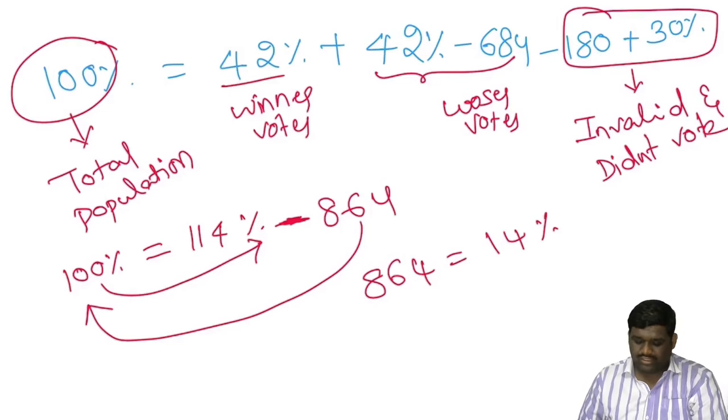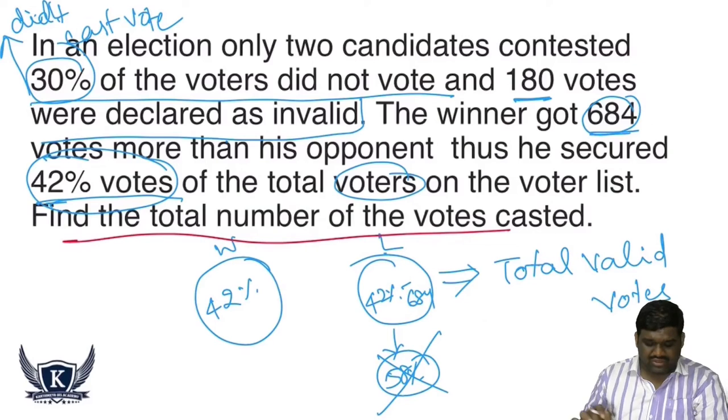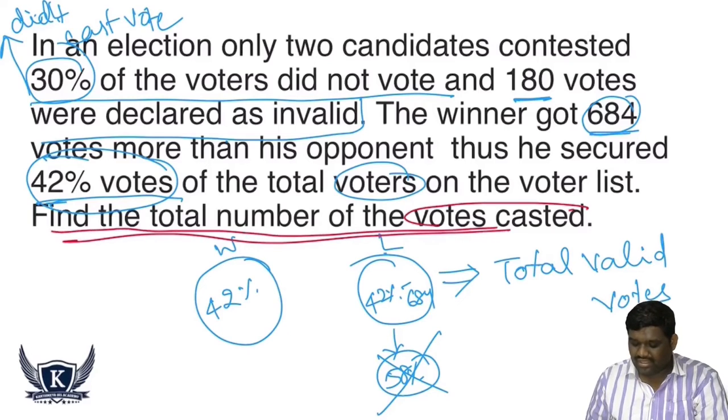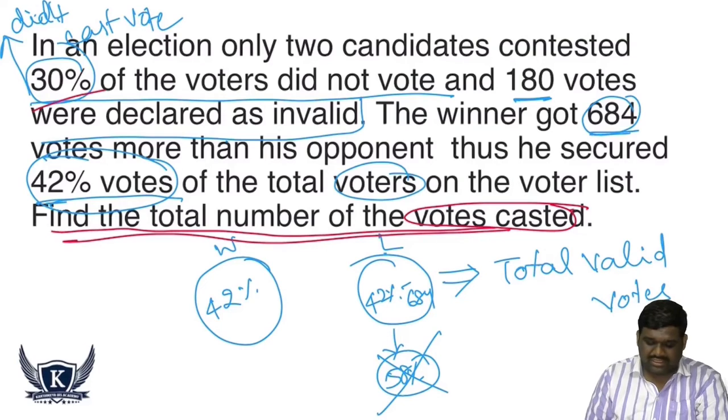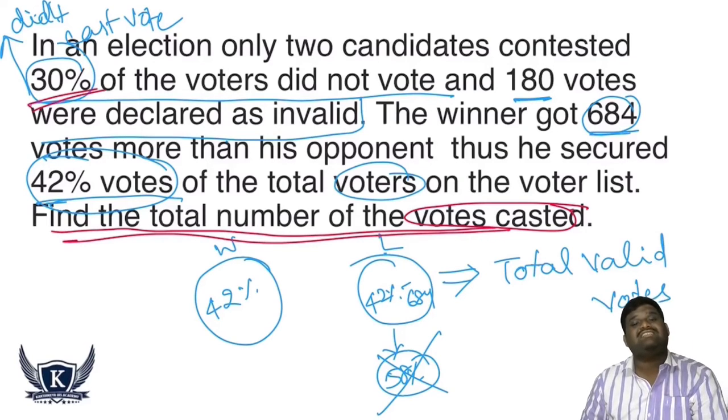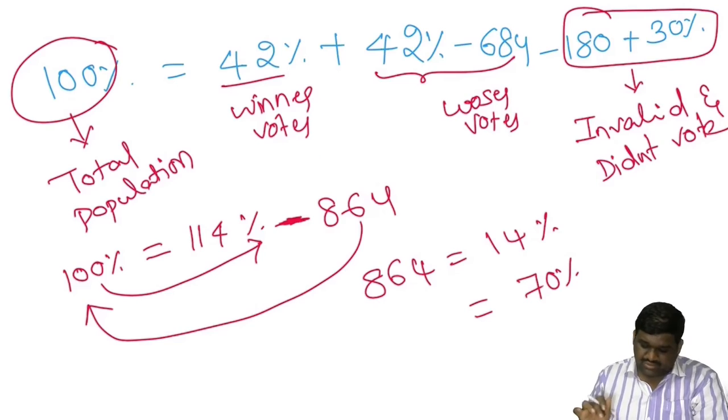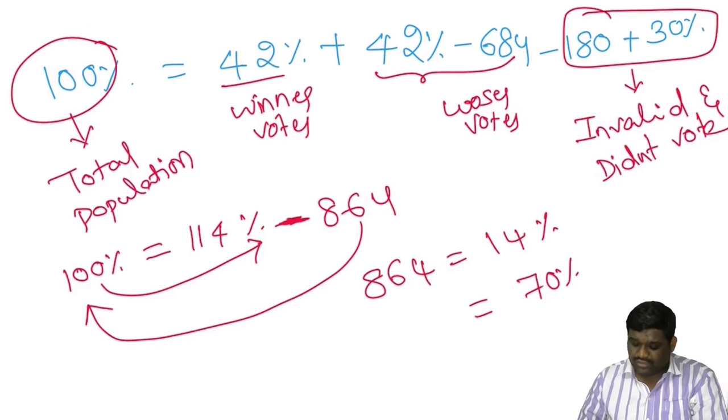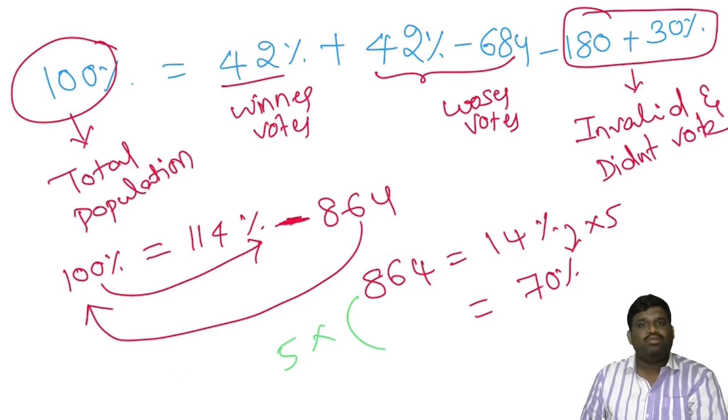So now my question is about what is 70%. Sir, why are you taking only 70%? See, the question is to find the total number of votes cast. I have already explained that 30% of the voters didn't cast their votes. So my answer is about only 70%. 14 into 5 is 70%. So similarly 864 into 5. Beautiful shortcut to multiply with 5.